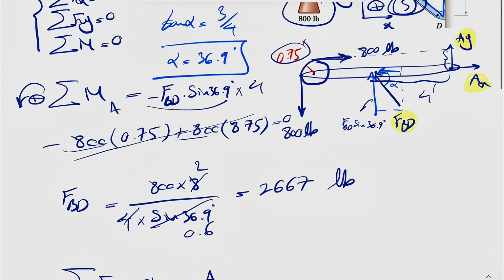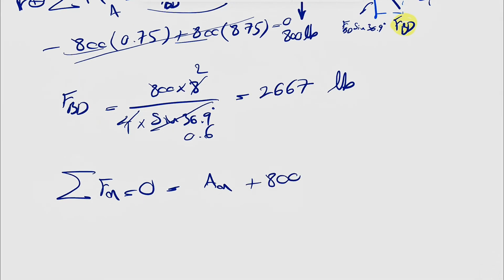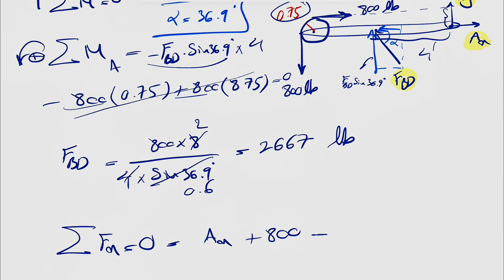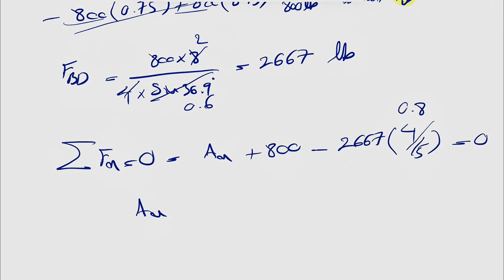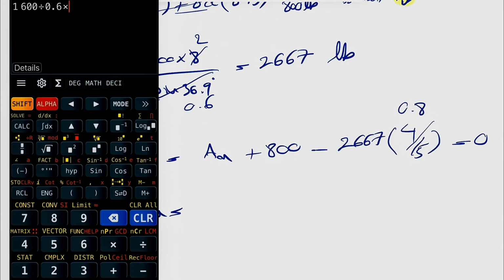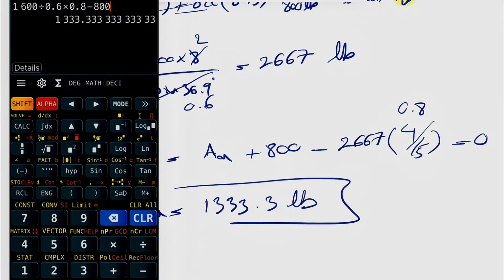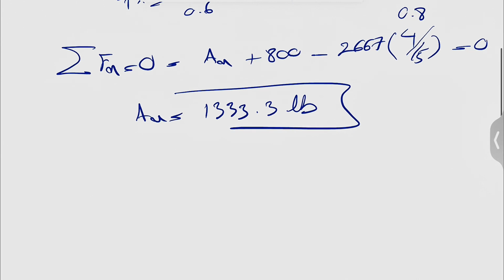And we have two more equations, sum of all forces in x equals 0. We're going to have AX, we're going to have one of the 800 ones, and we're going to have the x component of FBD, which would be cosine of that angle. So this one we're going to have 0.8, or 4 divided by 5, equals 0. So now we can find AX. So this times 0.8 minus 800, and since it's going to go to the other side, it will be positive, so 1333.3 pounds. That would be our AX.